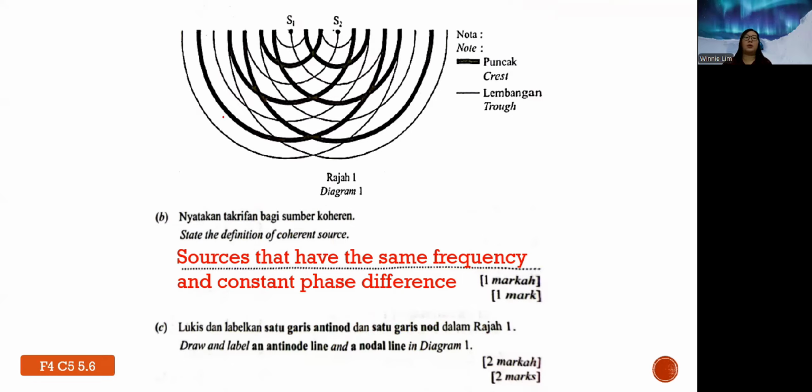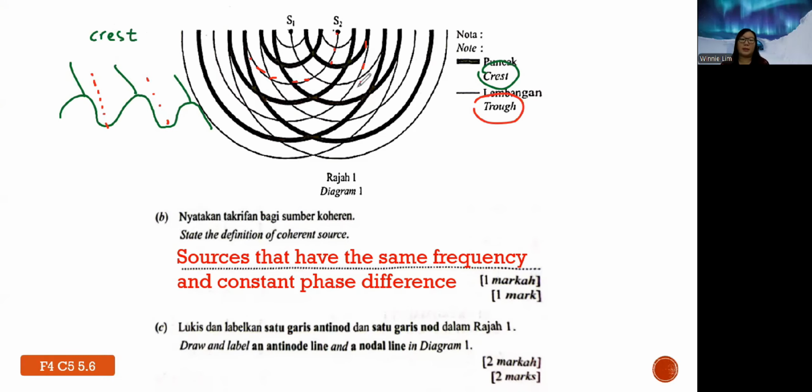You are required to draw and label an antinodal line and a nodal line. For information, if you look at the water wave from the side, it will look something like that. The top part here is the idea of a crest, where I use the darker line. For the lighter one, I use another color, easier for you to see, which is the bottom part, and I draw it dotted. This dotted one in between is called a trough.